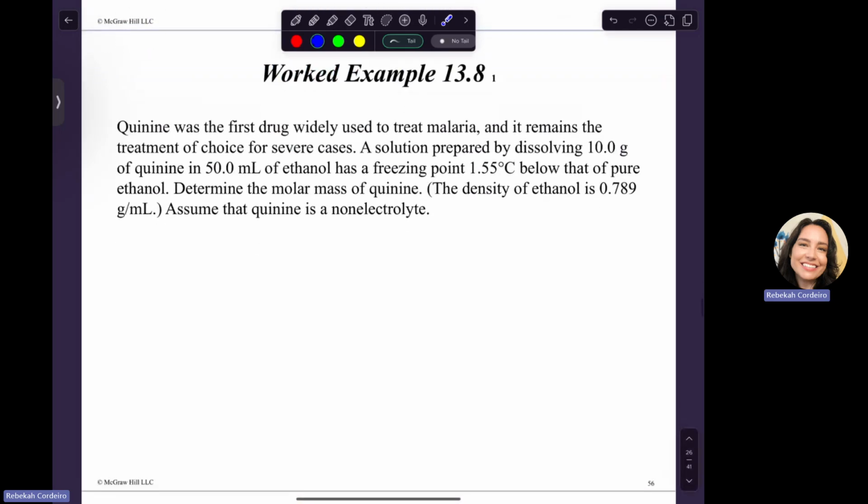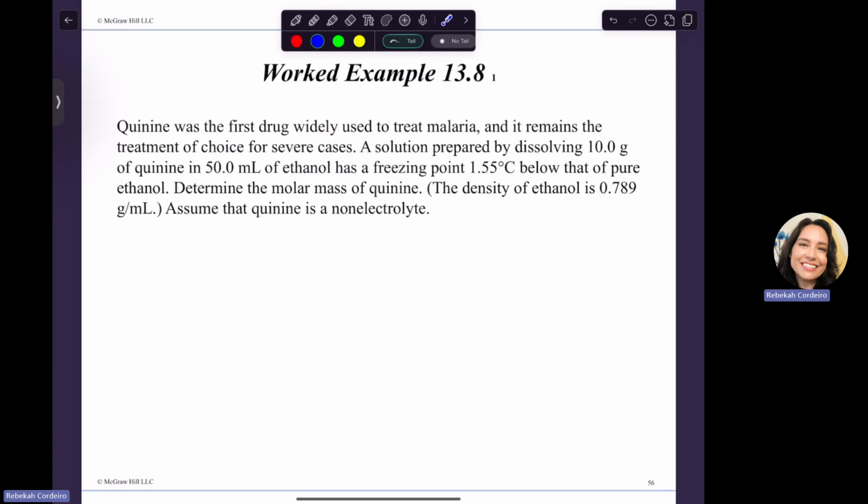So here's an example. Quinine is the first drug used to treat malaria. It remains the treatment of choice for several severe cases. A solution prepared by dissolving 10 grams of quinine in 50 milliliters of ethanol has a freezing point of 1.55 degrees C below that of pure ethanol. Determine the molar mass of quinine.